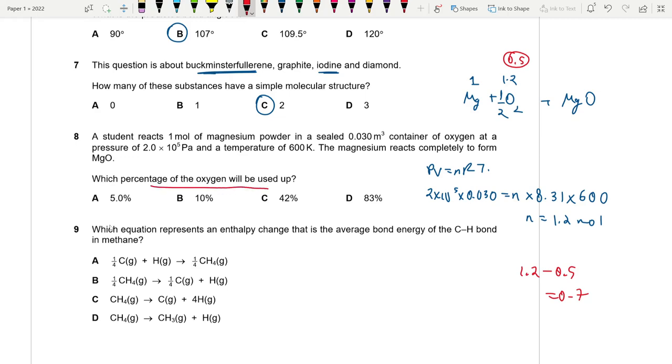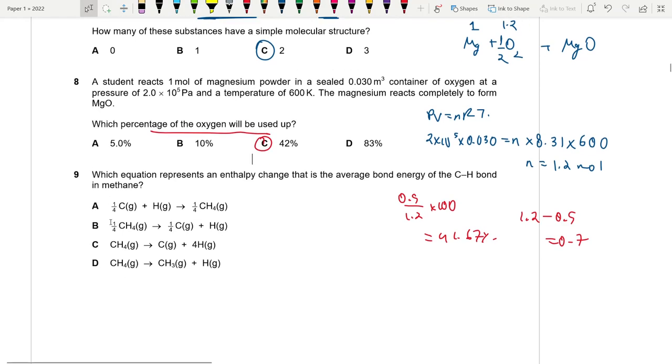So what percentage of oxygen will be used up? Okay, so 0.5 out of 1.2 was used up, right? 0.5 out of 1.2 was used up. So actually 41.6%, 41.67% was used up. So 42% was used up basically. So 8 is C, all right?